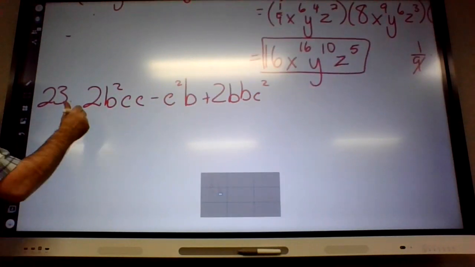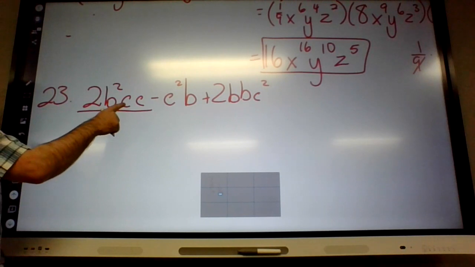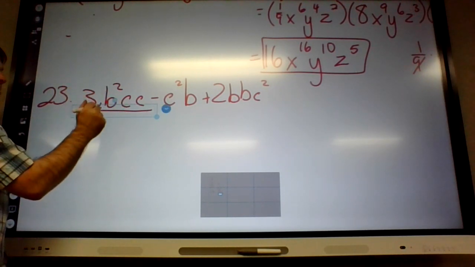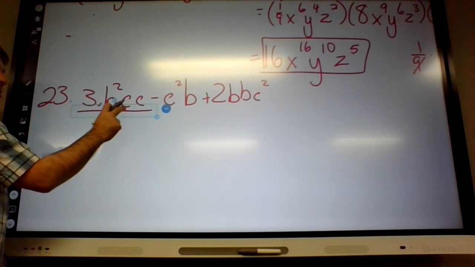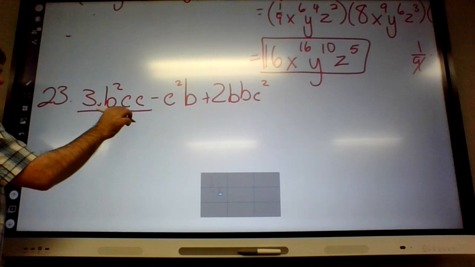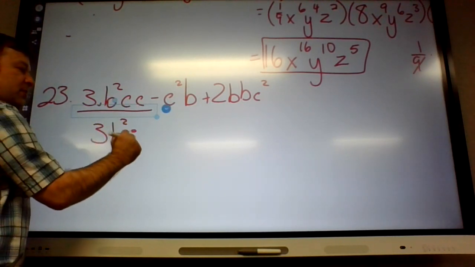Okay, so this is term number 1. Can I simplify this? First 2 is actually 3. This is a 3. Okay, can I simplify this? C times C, C squared. So 3b squared, c squared.